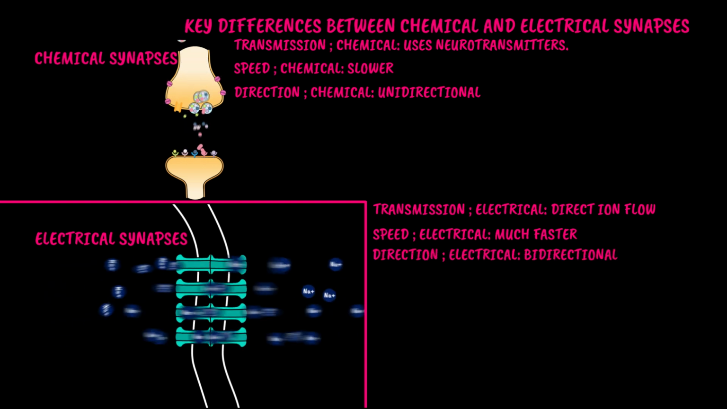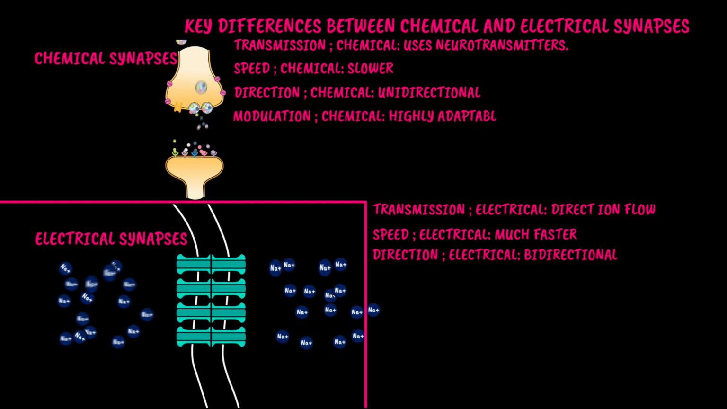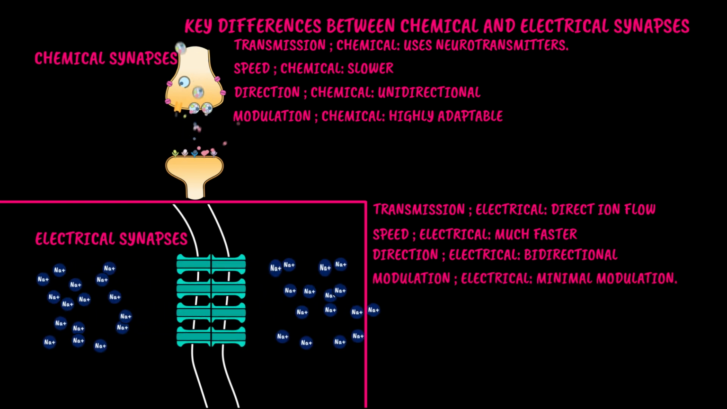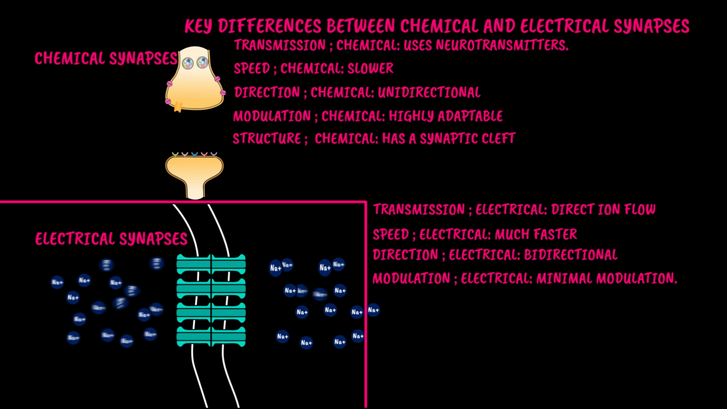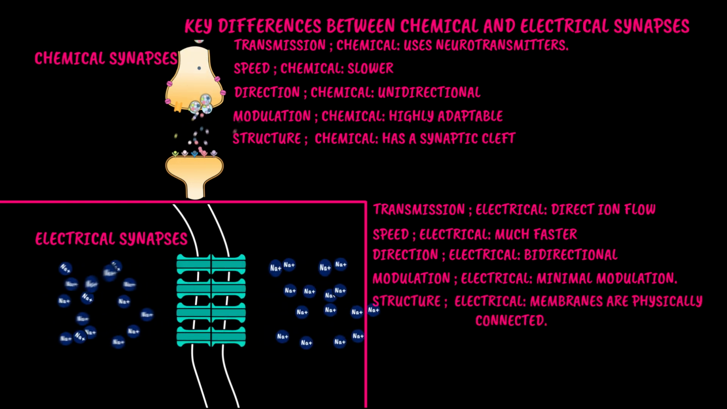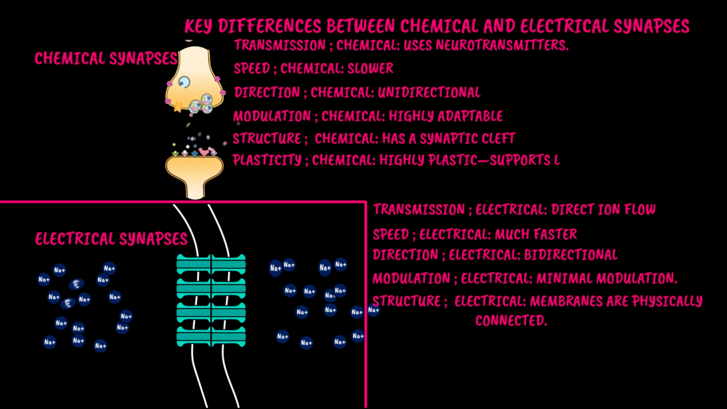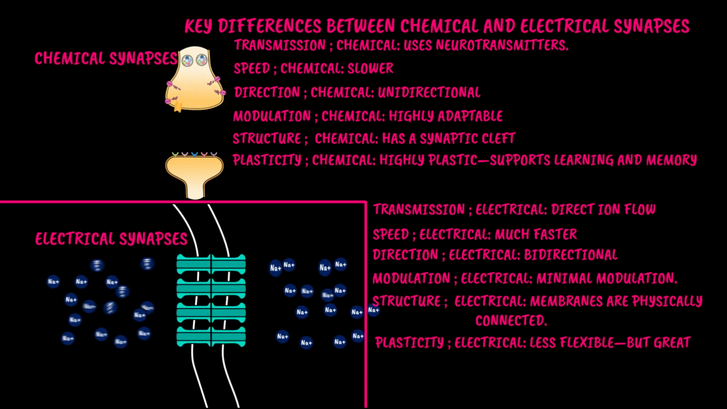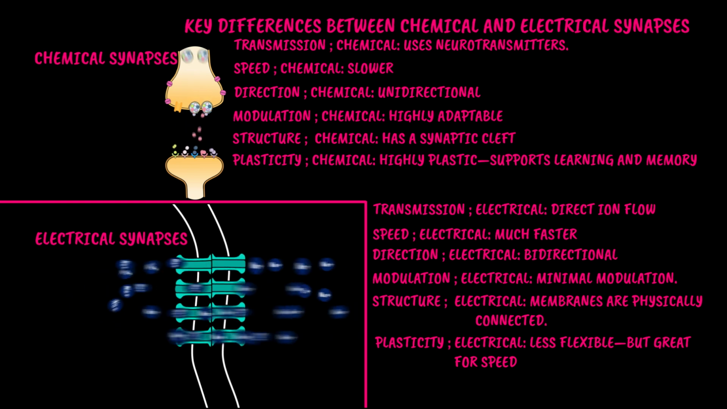4. Modulation. Chemical, highly adaptable. Electrical, minimal modulation. 5. Structure. Chemical has a synaptic cleft. Electrical, membranes are physically connected. 6. Plasticity. Chemical, highly plastic, supports learning and memory. Electrical, less flexible, but great for speed.